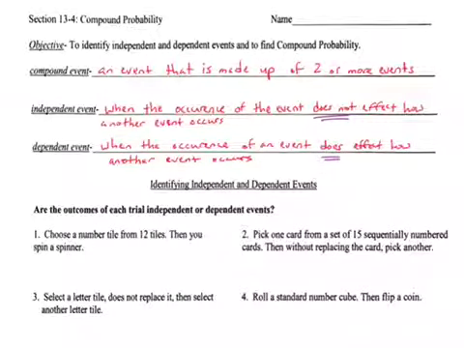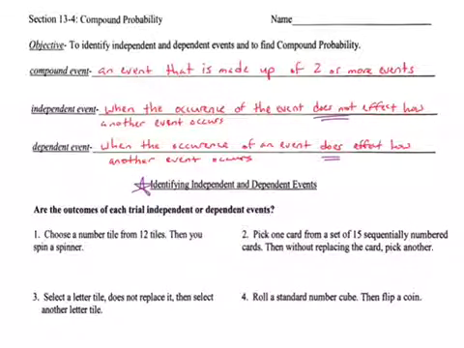13.4, Compound Probability. A compound event is an event that is made up of two or more events. An independent event is when the occurrence of the event does not affect the occurrence of another event or other events. A dependent event is when the occurrence of an event does affect how another event occurs. So first thing we want to do is talk about how to identify independent and dependent events.